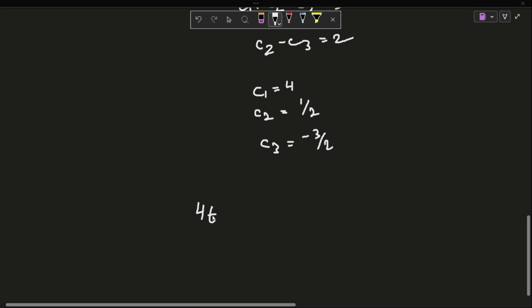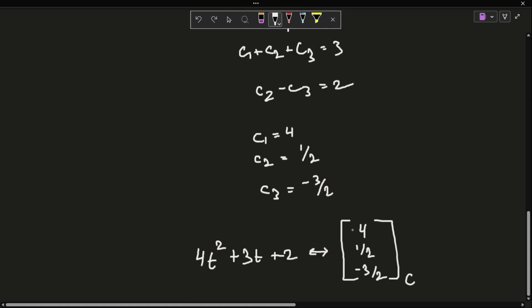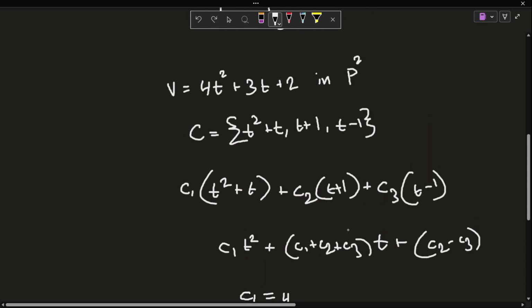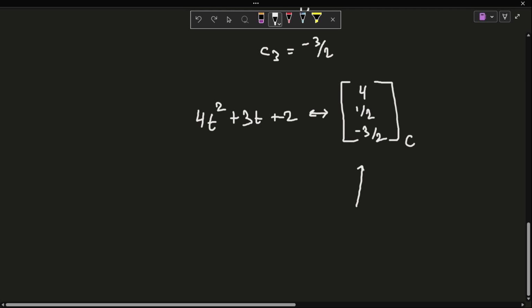So the way we're going to denote this using our same system is that 4t squared plus 3t plus 2, this double-sided arrow, is going to be (4, 1/2, minus 3/2) with respect to what? Well, that's going to be with respect to C, our basis C here. Okay, so hopefully that makes sense how we're using coordinate representations here to re-represent some vector inside our vector space with respect to a non-standard basis. So we would basically just create a coordinate representation.